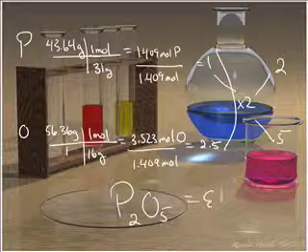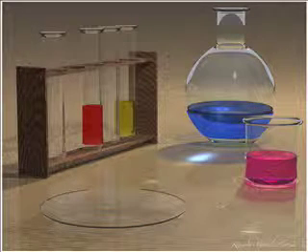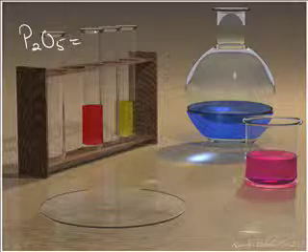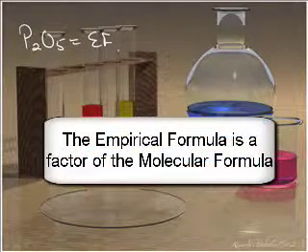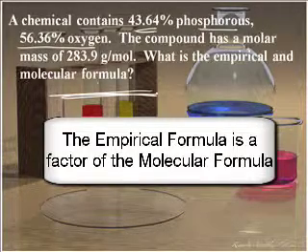This is equal to the empirical formula, but that's not the question. It asks for the molecular formula, so you're going to have to figure out how to do that. Let's go to a new screen. Our empirical formula is P2O5, and we need to find its molecular formula.